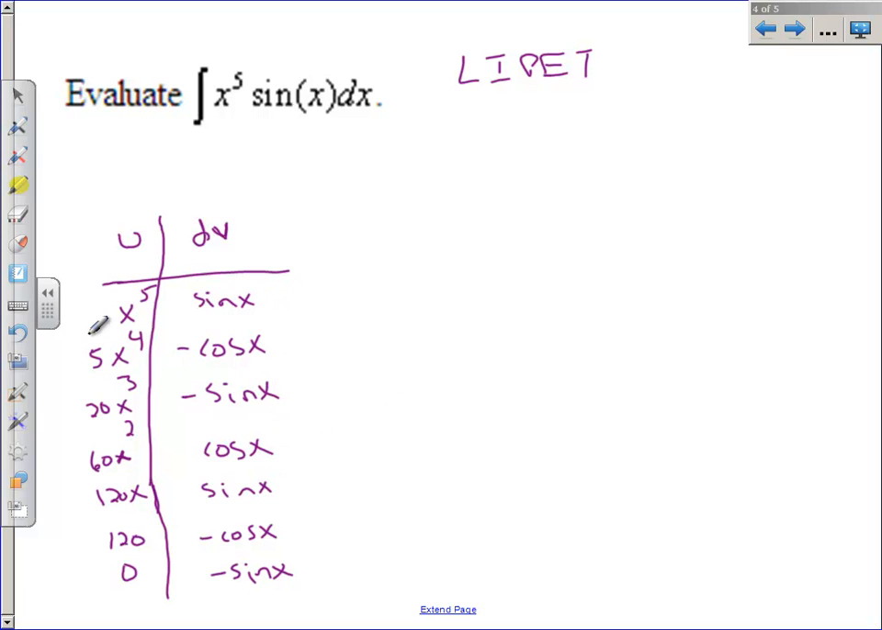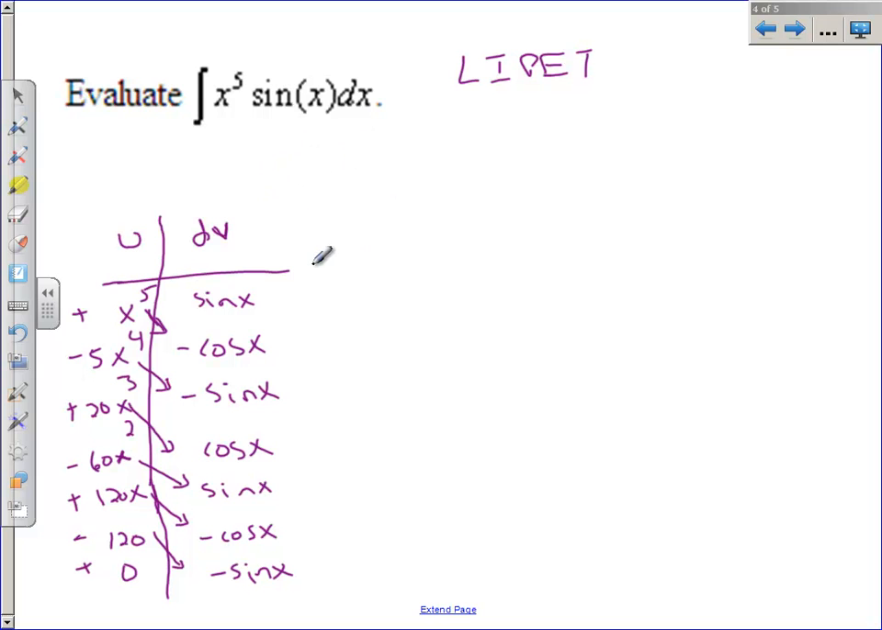Okay, yeah. All right, what you're going to do next is put plus and minuses all the way down, alternating. And then we're going to multiply down diagonally. And this is going to be our answer. Believe me, if we would have done the formula, this would have taken me 5 pages to do.